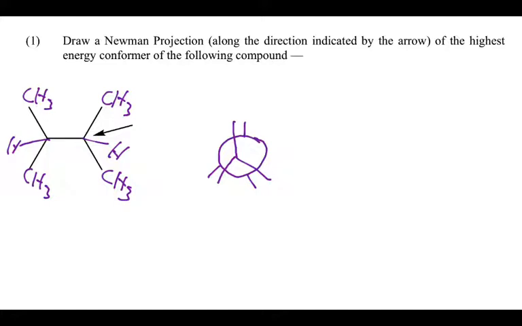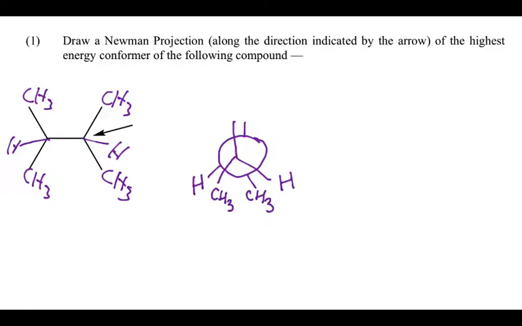So you drew it eclipsed, which is great, right? That's the highest energy conformation. But now the question is, where do the CH3s go, and where does the H go? An H relative to each other would be here and here. And then everywhere else is a CH3? Yes, that's a good start. So put that in there.